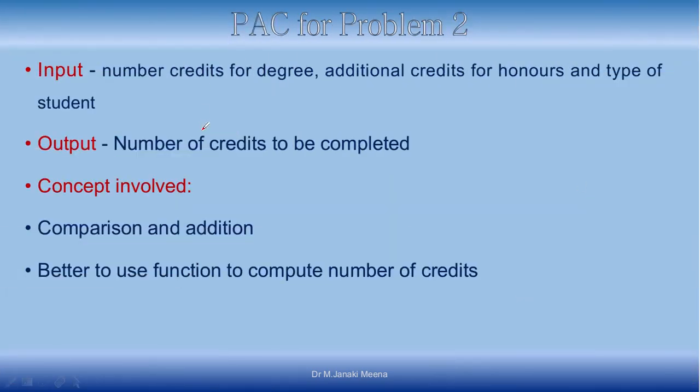So when you look at the problem analysis, the number of credits for degree, additional credits for honors and type of student, all these three are input, and the output of the code should be the number of credits to be completed. For a normal student, it will be X, the number of credits required for completing the degree. If the student is aiming for an honors degree, then it will be X plus Y. Y is the additional number of credits that should be earned for an honors degree.